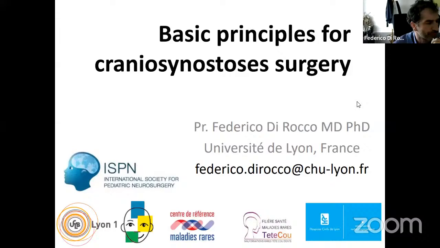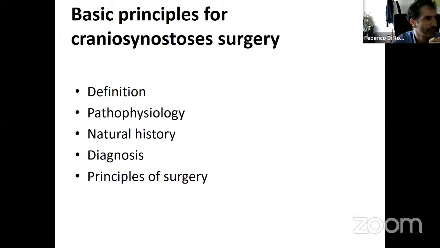So we're going to see briefly the definition of craniosynostosis, the pathophysiology, and the natural history, because it's essential to understand the principles of surgery, to know what the pathology is and what the problems related to the synostosis are. We will not discuss the diagnosis at length, because this is a topic that will be treated by following speakers.